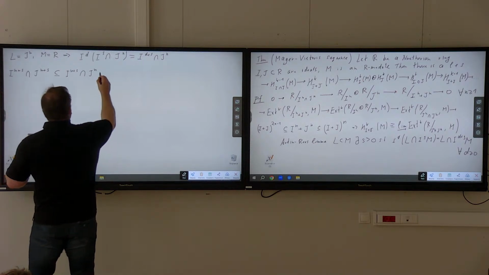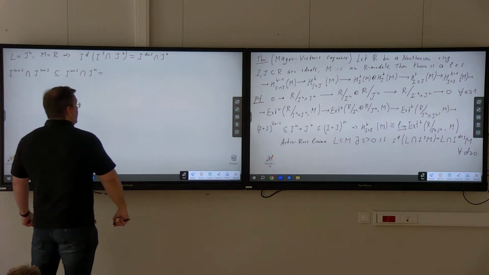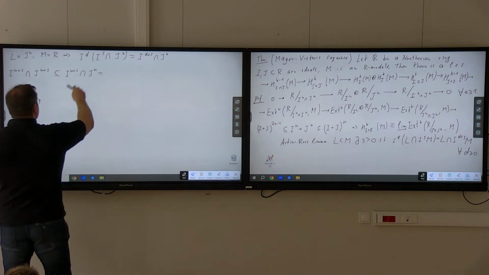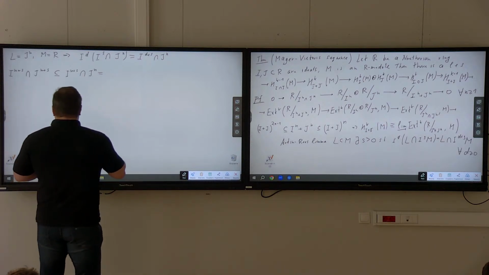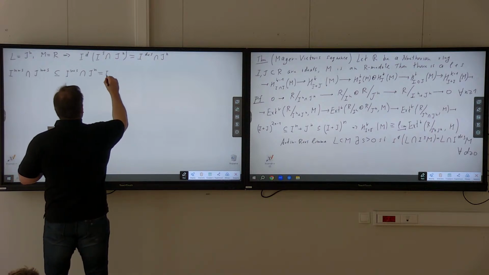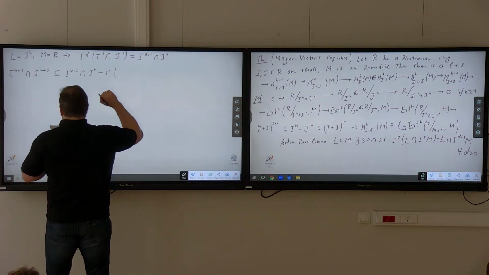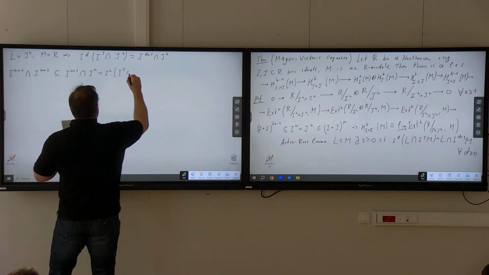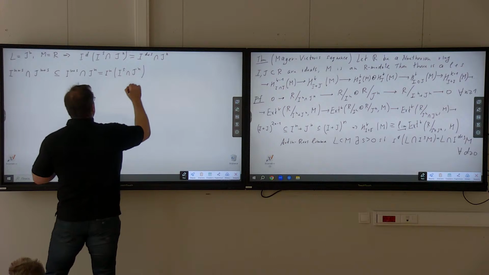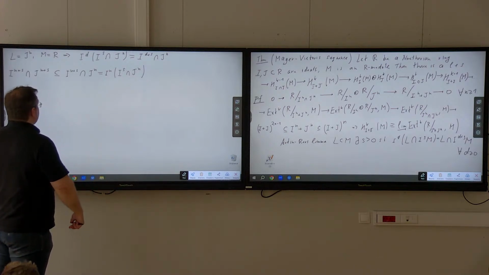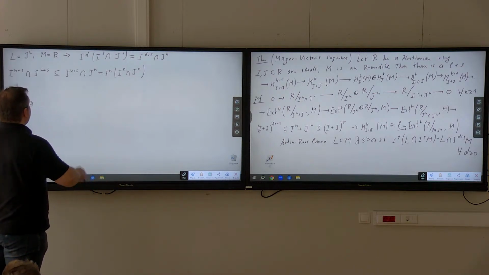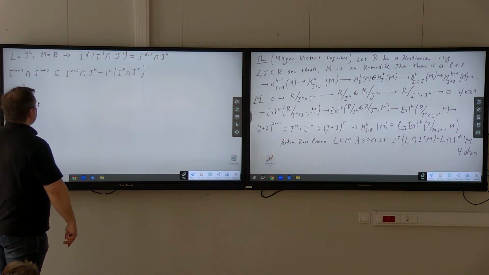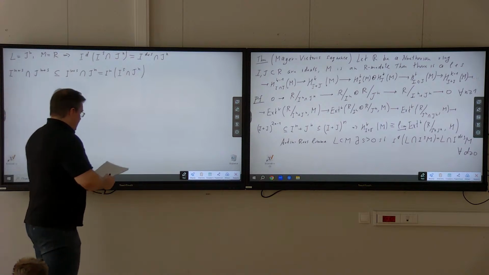Now, on the next step, I want to apply the Artin-Rees lemma in this particular form for the two ideals, and rewrite this as I to the n times I to the s intersect with J to the n. Just another kind of renaming the indices to get the result. D is equal to n now.